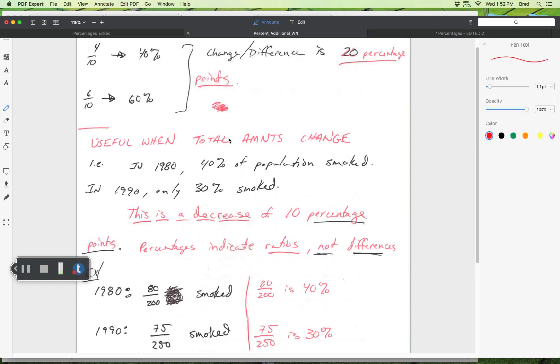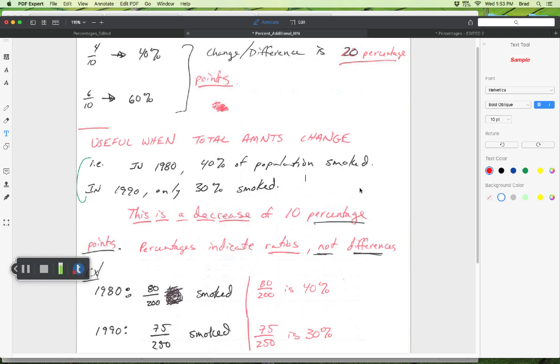I say in 1980, 40% of the population smoked. In 1990, only 30% smoked. So a natural way that people commonly mess up percentages is they'll say there was a 10% decrease. I'm going to write that out. Commonly, people will say there is a 10% decrease.